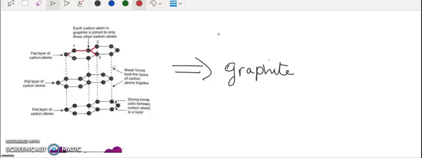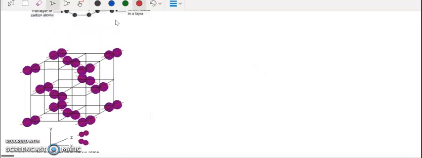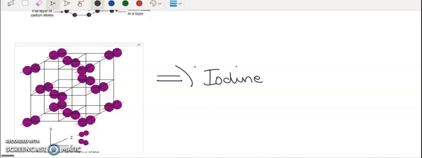And the last example we look at is iodine. Iodine is a molecular structure, and it's called a simple molecular structure. In such simple molecular structures, the atoms are held by strong covalent bonds. The electrons are held in pairs by strong covalent bonds. However, between the molecules are weak forces of interaction, resulting in iodine having low melting and boiling points.